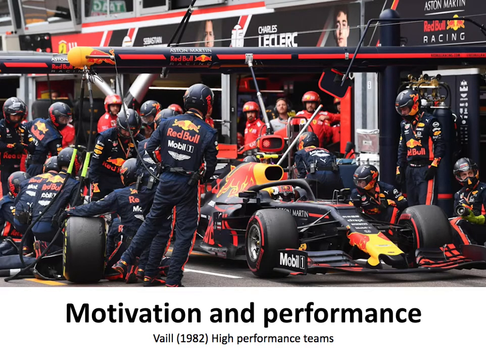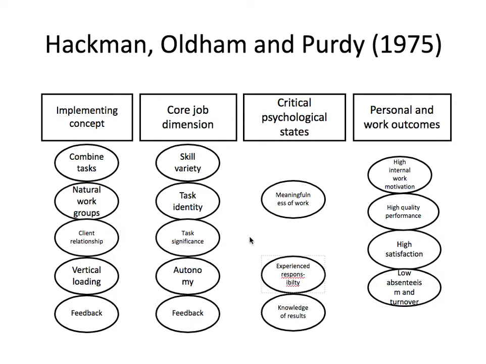A lot of the theories of motivation were developed in psychology, from the 1920s across to the 1950s and 60s. Since then, a lot of organisational psychologists have tried to understand the relationship between motivation and performance, and a key concept here is the idea of high-performance teams. Researchers have looked at teams that are performing really, really well, groups of people working at a really high level. And what they've found is that they tend to have many of these core job dimensions. They tend to be natural working groups with strong client relationships, combined tasks, and a strong sense of feedback.